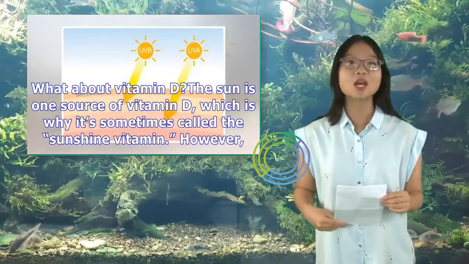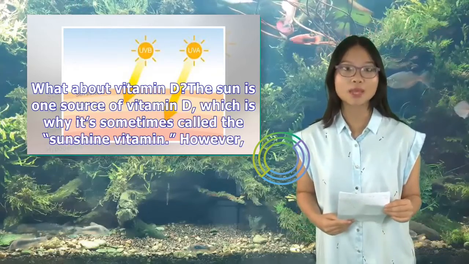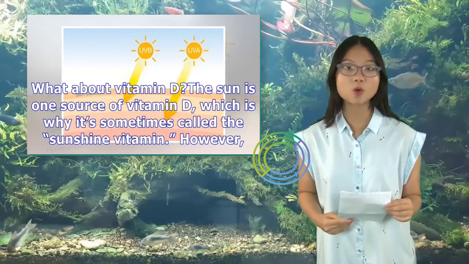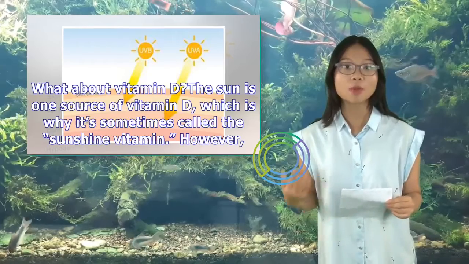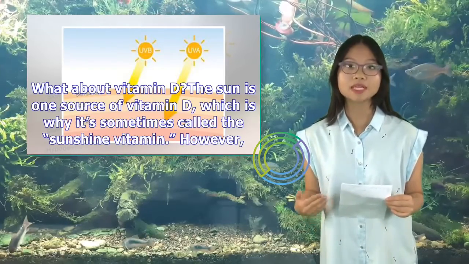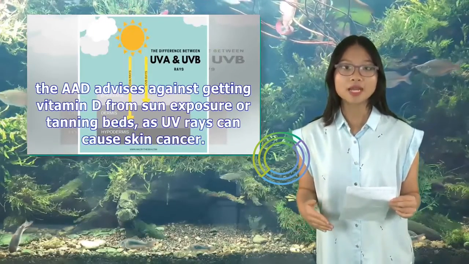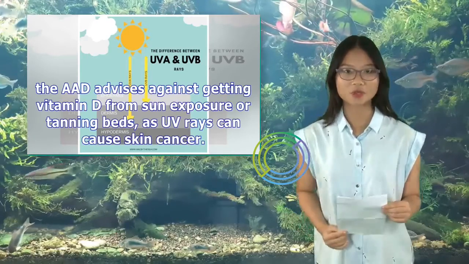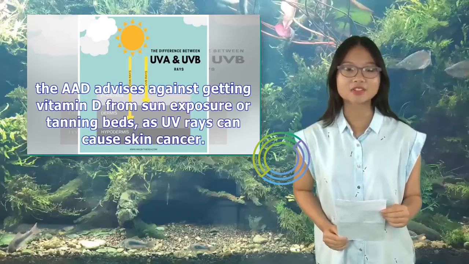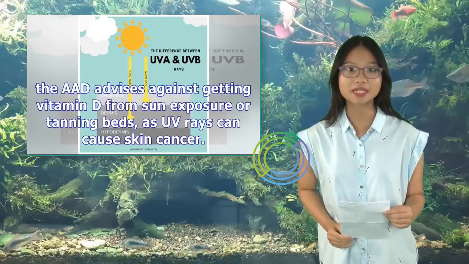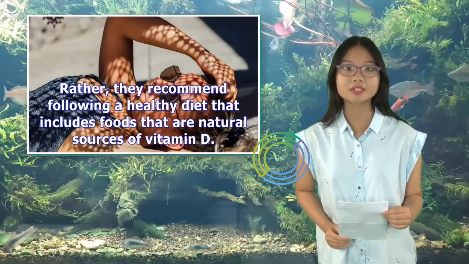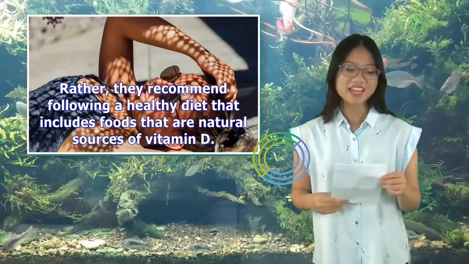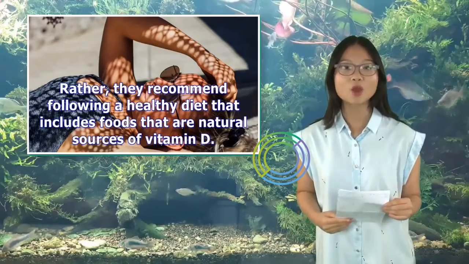What about vitamin D? The sun is one source of vitamin D, which is why it's sometimes called the sunshine vitamin. However, the AAD advises against getting vitamin D from sun exposure or tanning beds, as UV rays can cause skin cancer. Rather, they recommend following a healthy diet that includes foods that are natural sources of vitamin D.